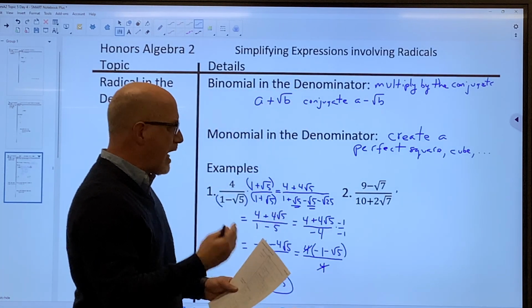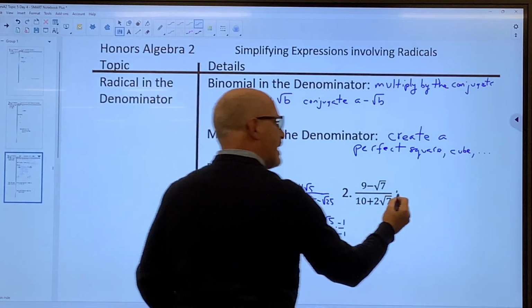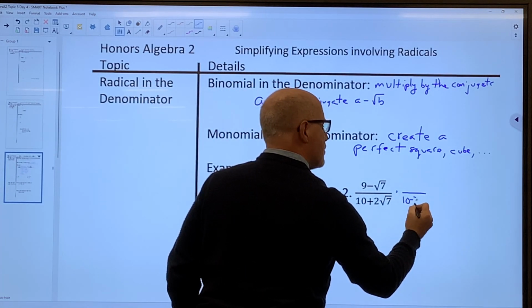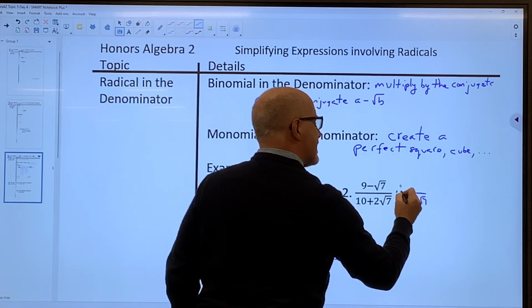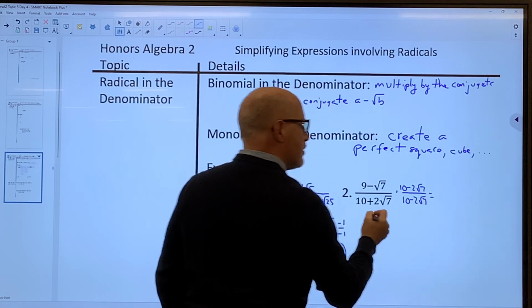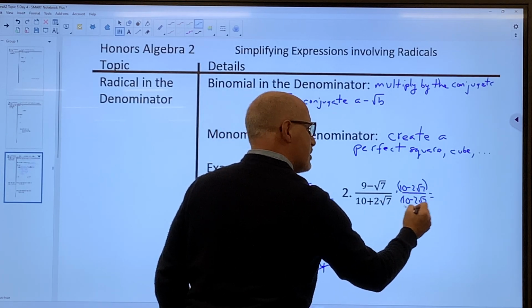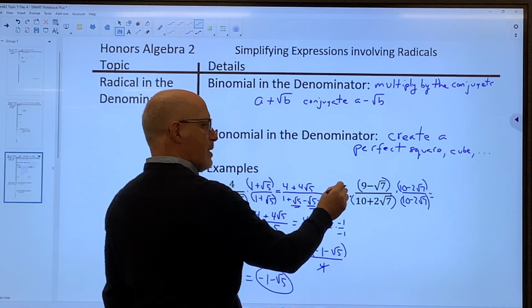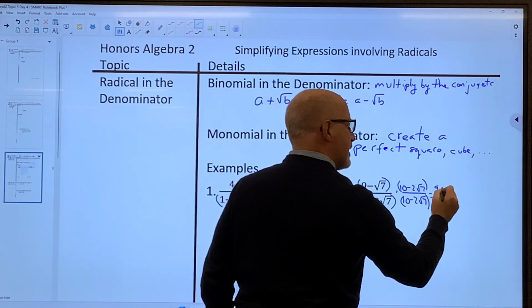Now, on this one, we'll go ahead and multiply by the conjugate of the denominator again, and you do it in the top and the bottom. So 10 minus 2 square roots of 7, and 10 minus 2 square roots of 7. And when you multiply that, you want to distribute to both of them, and you want to distribute both of these. So 9 times 10 is 90.